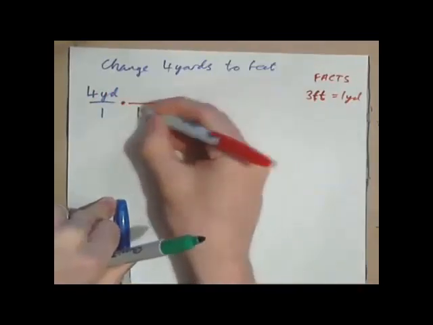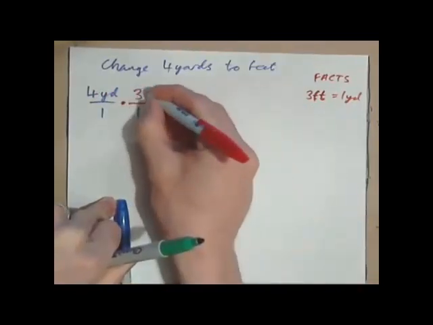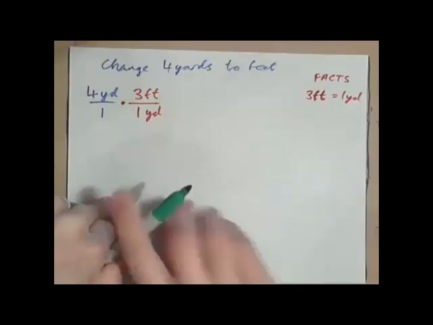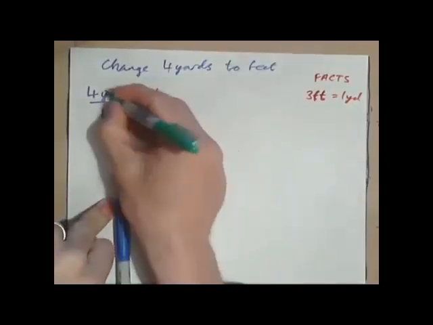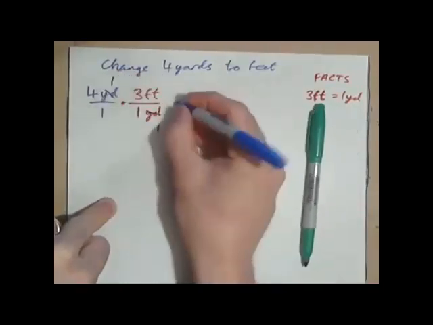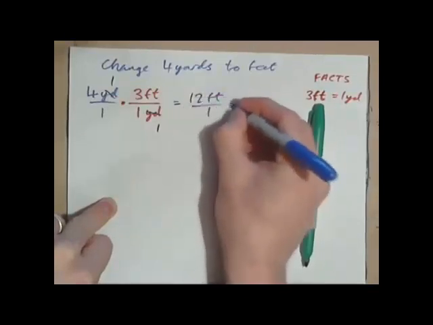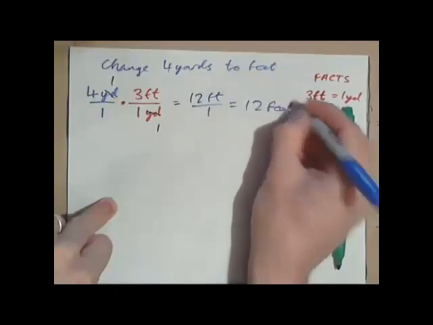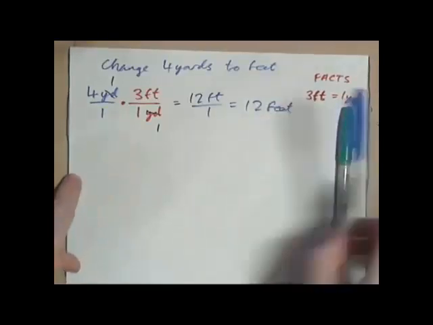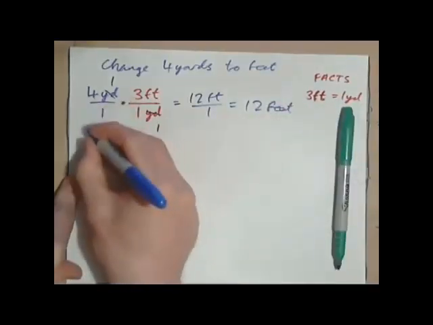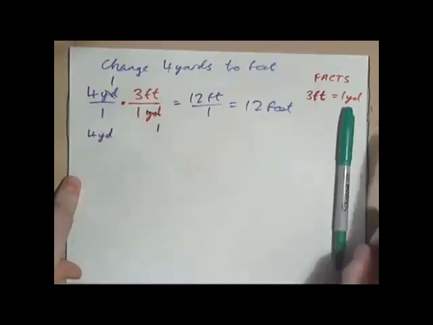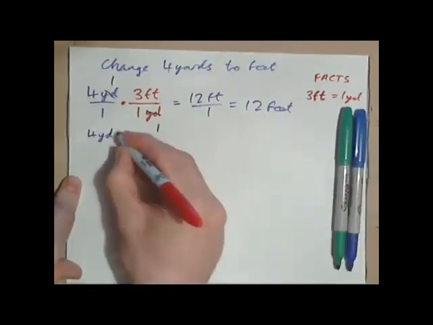So I'm going to multiply it by this unit fraction, 3 feet over 1 yard. Now these yards will cross-cancel. Okay, and I'll be left with 4 times 3, that's 12 feet over 1, which is 12 feet. Okay, how did this work? If you take the blue fraction, that's 4 yards. You multiplied it by 3 feet over 1 yard.